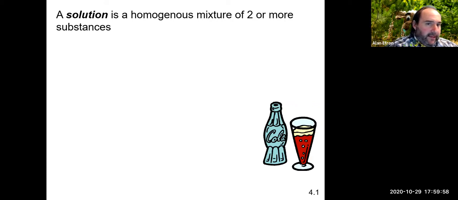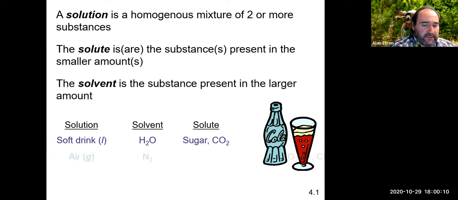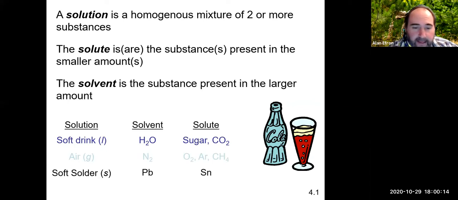So we're going to then move on to solutions a little bit here, and we're going to tie back into stoichiometry as well. So let's talk about solutions, and we're going to talk about some different concentrations that involve solutions. First off, a solution is a homogeneous mixture, and homogeneous mixture again means that pretty much everything mixes. Everything looks the same throughout.